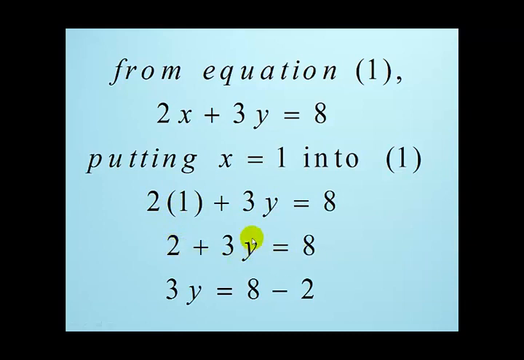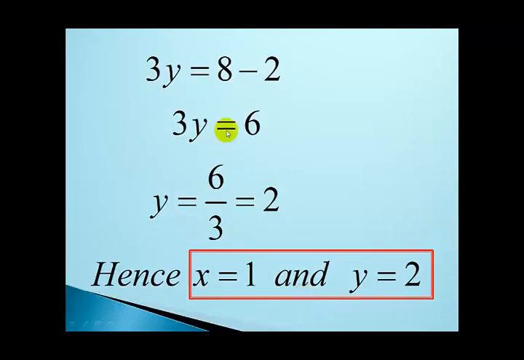Now, we are solving for y. So let's group the constant on the right hand side. So 2 becomes minus 2 on the right hand side. So we have 3y is equal to 8 minus 2. And 8 minus 2 equals 6. Now if 3y equals 8 minus 2, we know that when we subtract 2 from 8, the result is 6. So we have 3y is equal to 6.